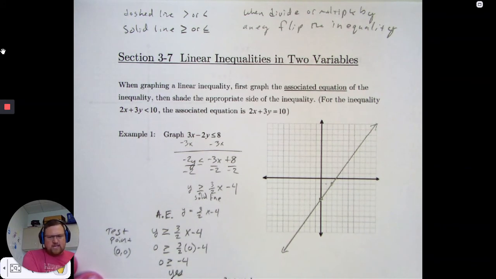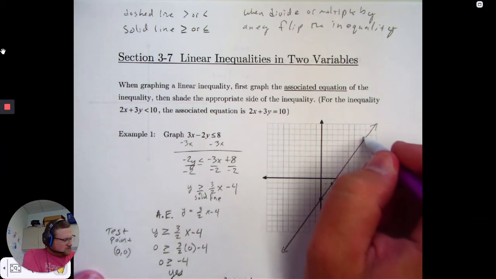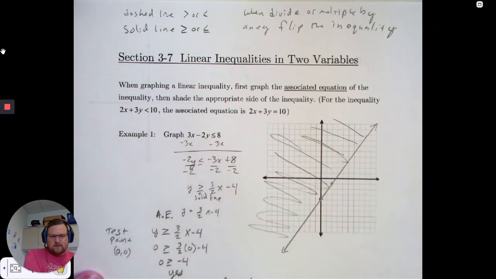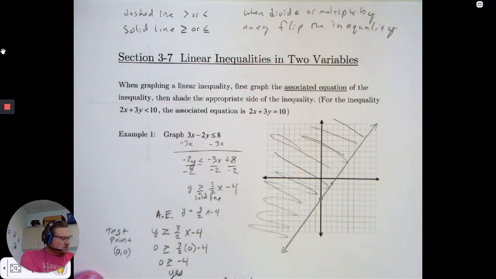So I want to shade this in on the side of the line that 0 is on. So I come to the point 0, 0, and that's the side of the line that I want to graph. So all of this is an answer. Now, if you go on Desmos, it'll just put a color all the way up there. Okay, and we'll talk a little bit more about that in a minute.